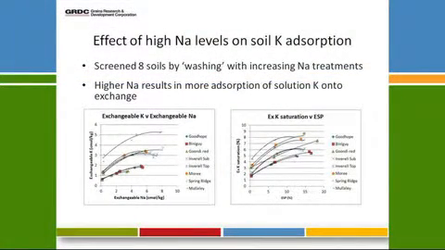What about sodicity? Basically use the same technique to create some sodic soils. Again, I grabbed 8 different soils from across the region and came up with some really nice results here. These ones only came out of the lab last week, so Mike hasn't actually seen them yet. But what we've got here is, again, for a given level of potassium in the soil solution, as your exchangeable sodium increases, you end up with more potassium on the exchange complex. There's less pressure to keep it away from the exchange complex.